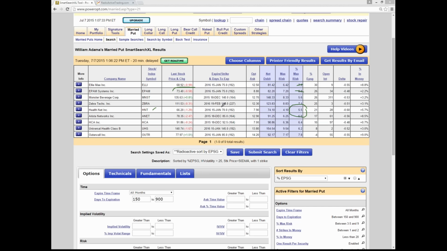Kind of deep in the money, but that's okay. It's only 5.7% in the money, but looks good. January 70 strike put at 790. So my total investment would be 74.10. Guaranteed to get 70 back. So the max risk is $410.